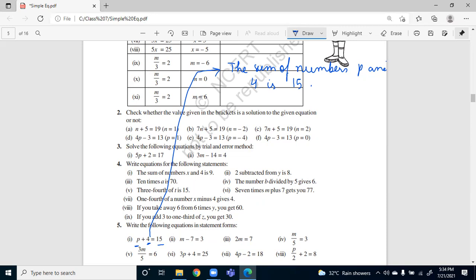So the first part is written, I'm doing the second one. So I can do it like 7 subtracted from M is 3. So M minus 7 is 3. How can I change it into a statement? 7 subtracted from M is 3.